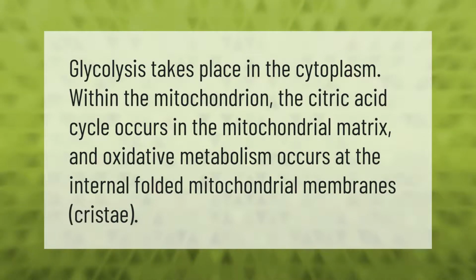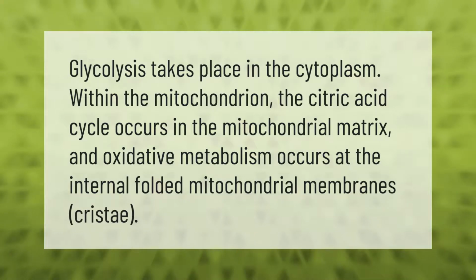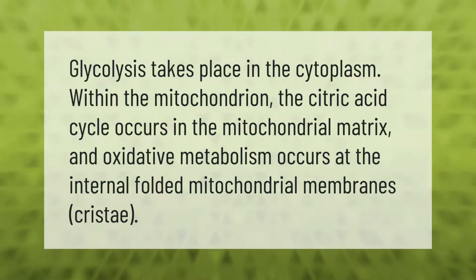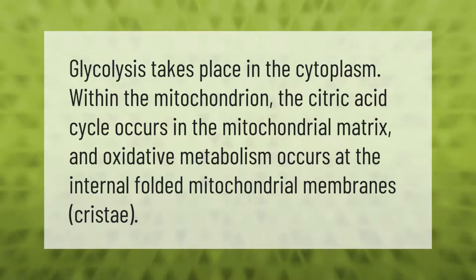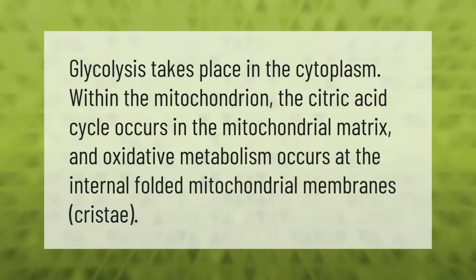Glycolysis takes place in the cytoplasm. Within the mitochondrion, the citric acid cycle occurs in the mitochondrial matrix, and oxidative metabolism occurs at the internal folded mitochondrial membranes, cristae.